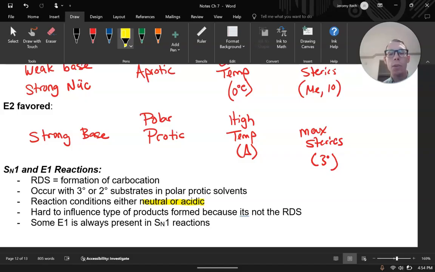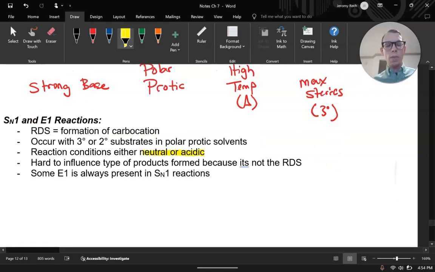So typically, I would maybe use temperature or something to help you force one or the other. You might also have one where you actually have no protons to abstract, so it has to do SN1. A lot of times, if you draw both the SN1 and the E1, that's more likely. So that's kind of like a quick snapshot.